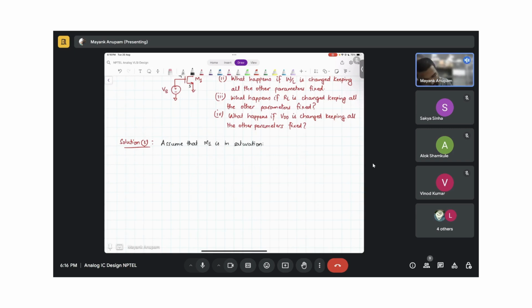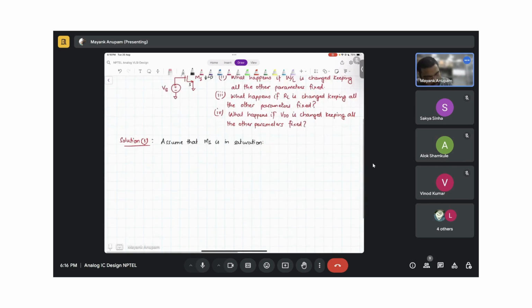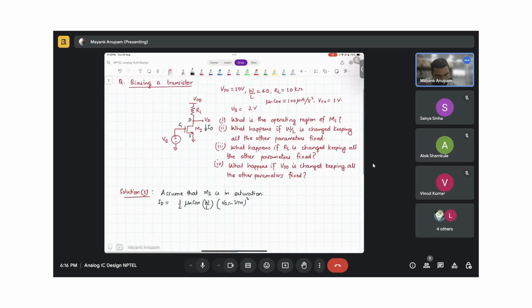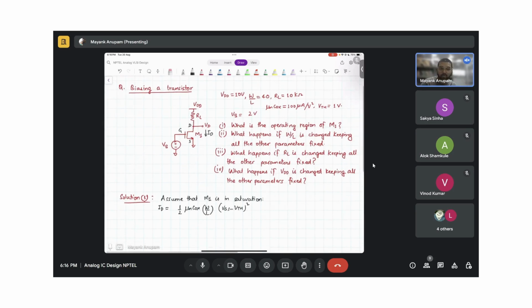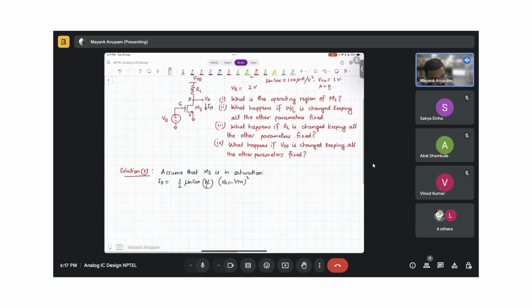After that, in that condition, what is the equation of the current ID that flows here? ID equals half mu n Cox W over L times (VGS minus VTH) the whole square, because here we have assumed lambda equal to 0. If lambda had been there, there would have been a factor like (1 plus lambda times VDS). But we have assumed lambda is 0, so this is not there. So this is the equation.